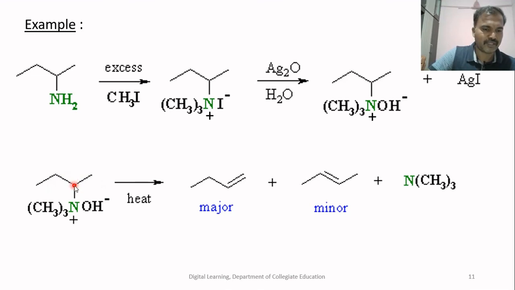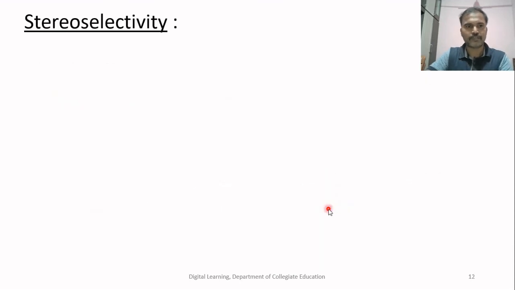See here, there are two beta carbons. This is one beta carbon and this is another beta carbon. One is more substituted and the other is less substituted. So OH- will pick up the hydrogen from the less substituted carbon and gives this product as the major product. So this is what we call the Hofmann product, and this is the minor product we can expect by the conventional elimination reaction.